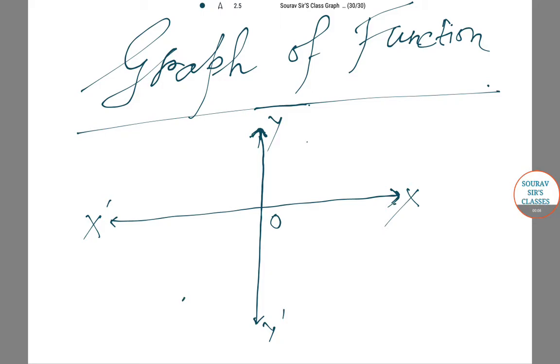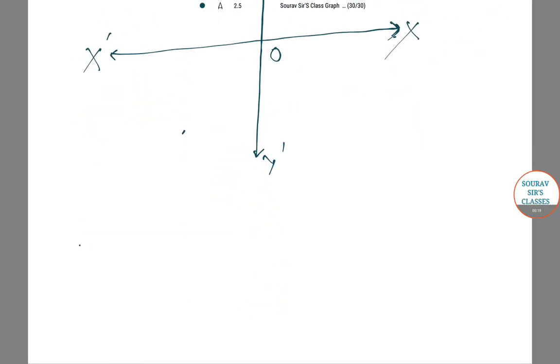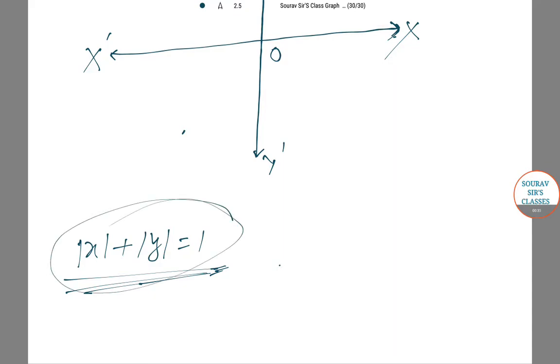Today I am going to draw the graph of a function. Now I am going to draw the graph of mod x plus mod y equal to 1. So to make the graph of mod x plus mod y equal to 1, we have to take the axis first and then decide what is going to happen.